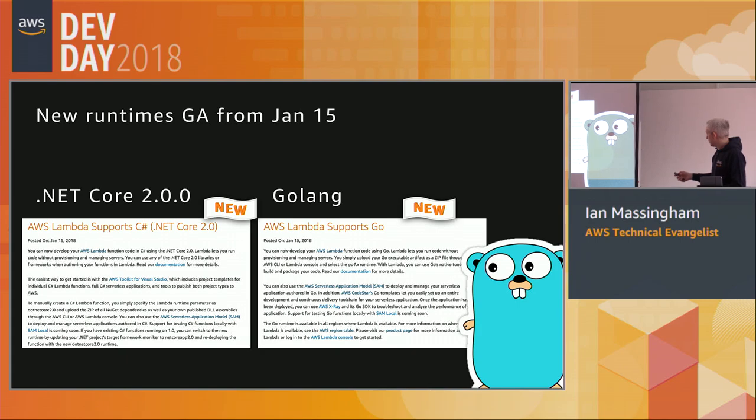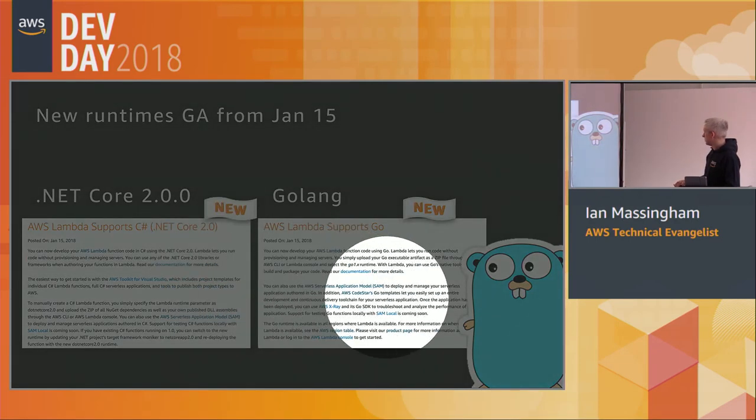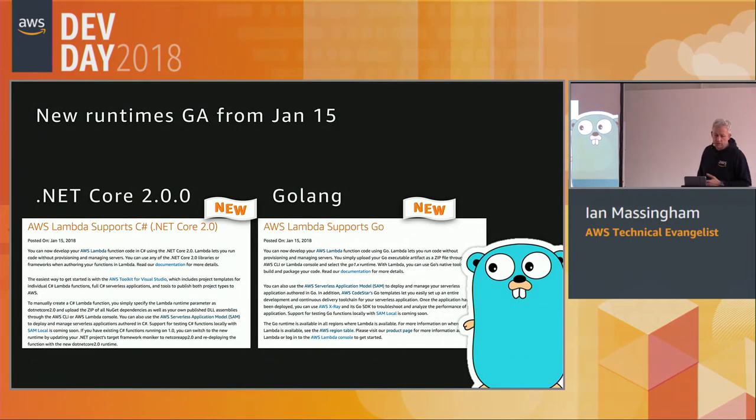And we also have SAM local support for both of these as well, which enables you to run Lambda functions and other serverless resources on your development machine in the same way that you might run them in AWS.